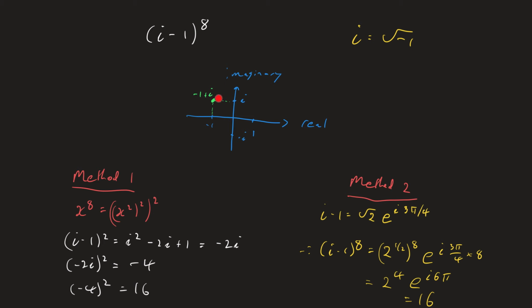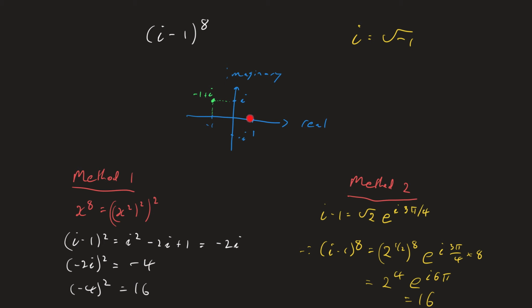In polar coordinates, the same point can be specified by its magnitude, which is the distance from the origin, and by the angle it forms from the positive real axis. To find its magnitude, we use Pythagoras' theorem. This point is 1 unit across and 1 unit up. So by Pythagoras' theorem, its magnitude is the square root of 2.